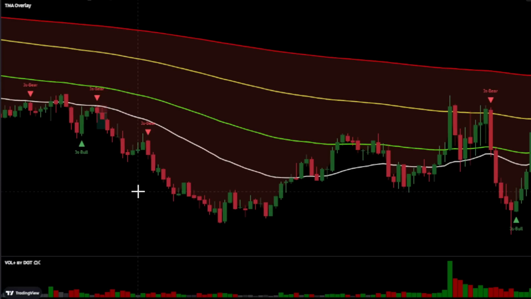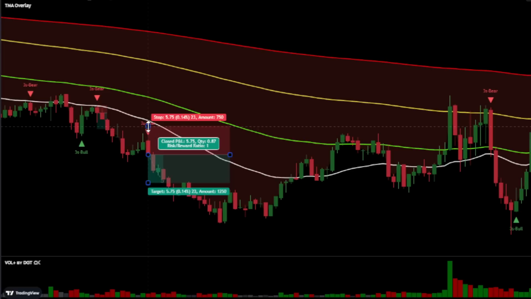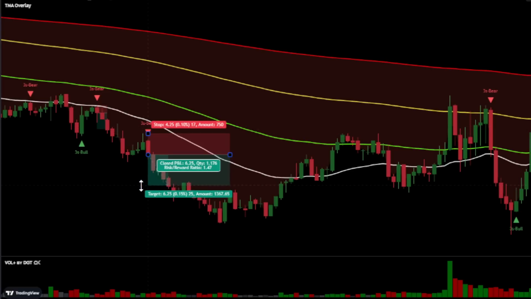We are going to the second trade, and we are going to set the second stop loss and take profit with a risk-reward ratio of 2 to 1, and it was also a winner because we are in favor of the trend.